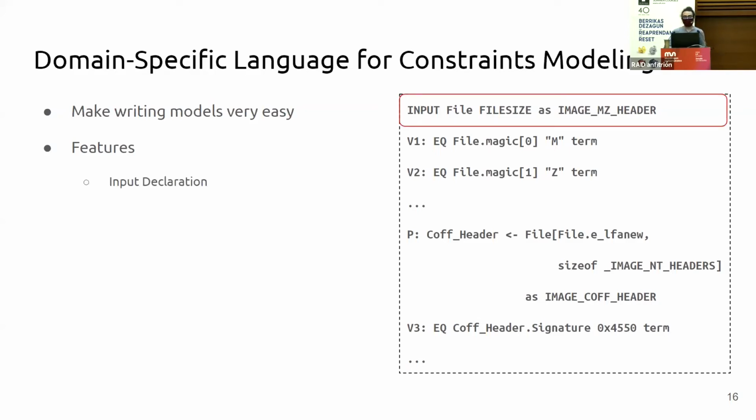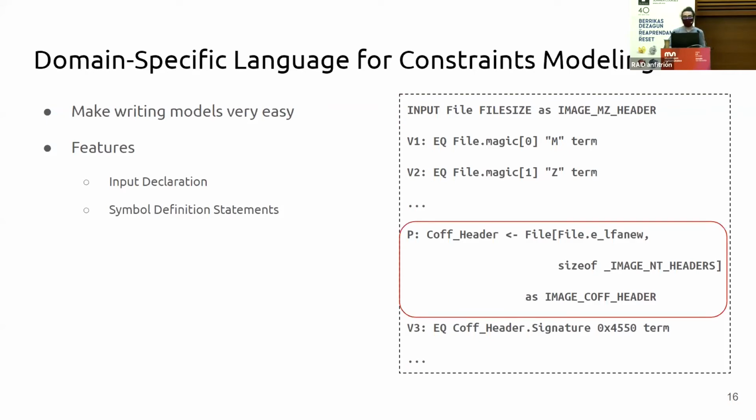The first one is the input declaration that models the fact that the software needs to read the input file from an external source. So we define the file with a mnemonic name. In this case, it's not really original, it's called file. And we define it by its file size.